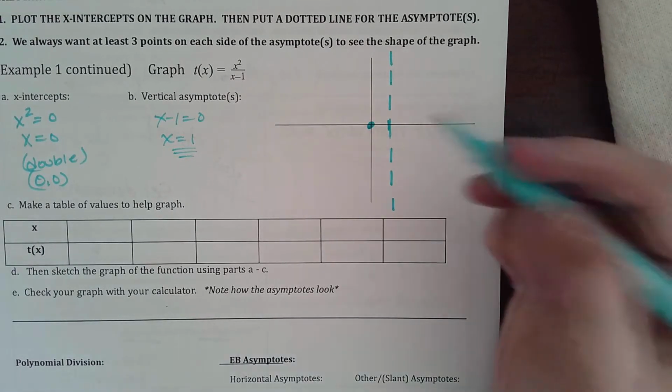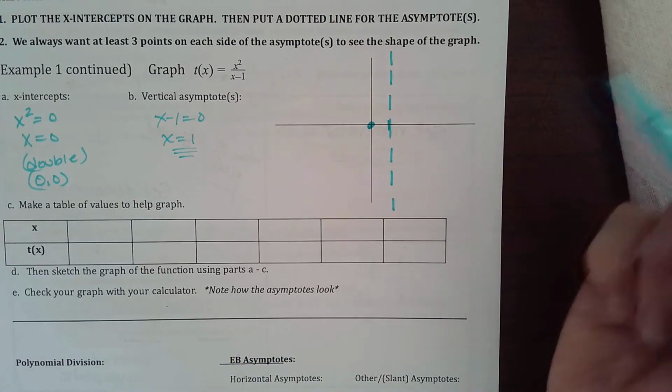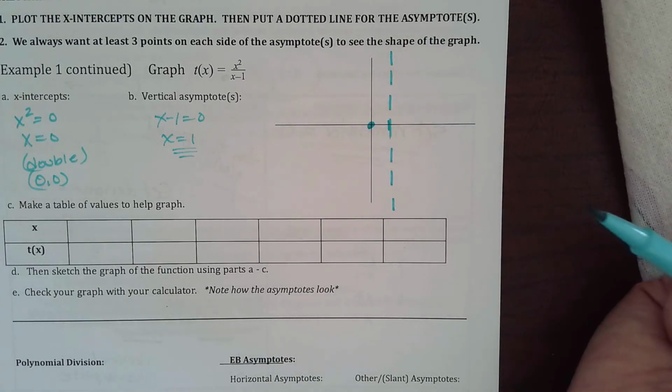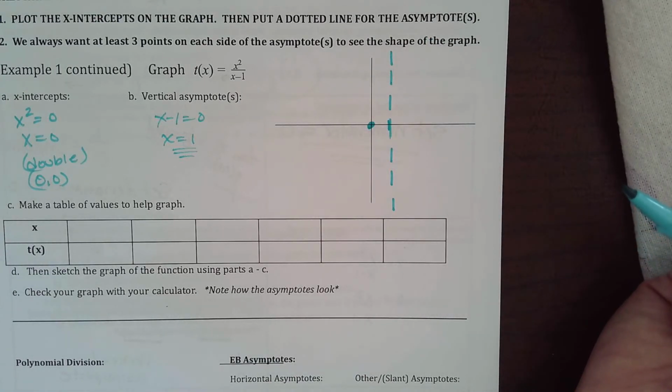So what this allows me to do is give me some parameters for my graph. So that's always where I start. I start with the x-intercepts and I start with the vertical asymptotes. So it's going to give me some idea of where this graph is going to be located.